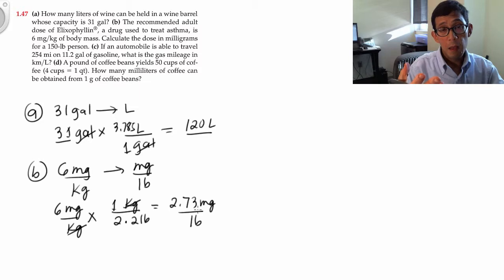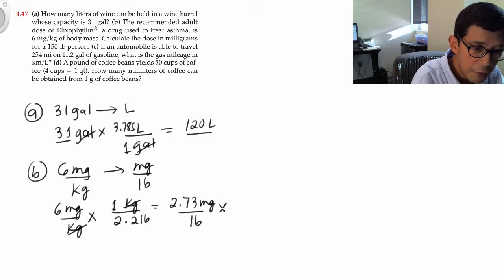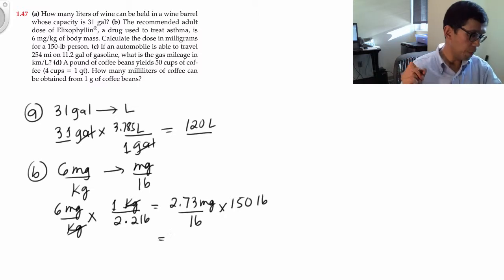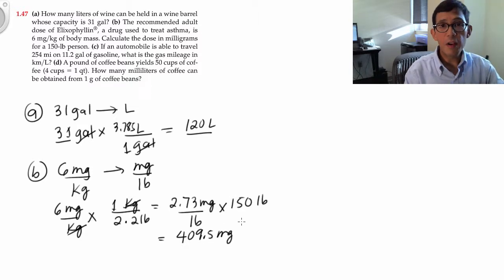But how heavy is the patient? The patient is 150 pounds, so we have to multiply that by 150 pounds. That is the weight of the person, and that gives you 409.5 milligrams of the drug for the 150 pound person.